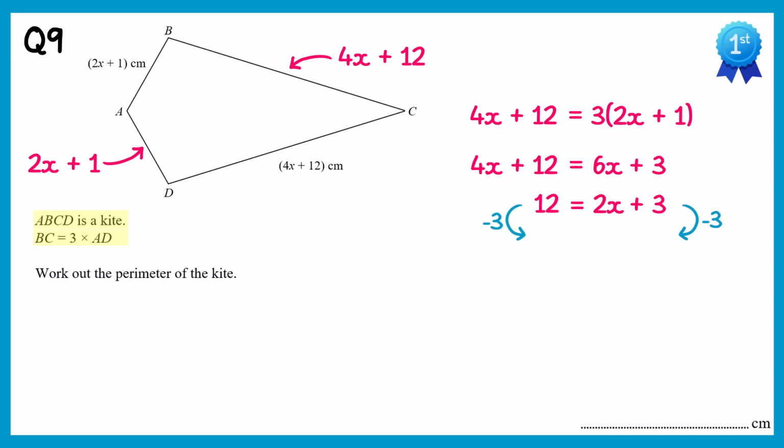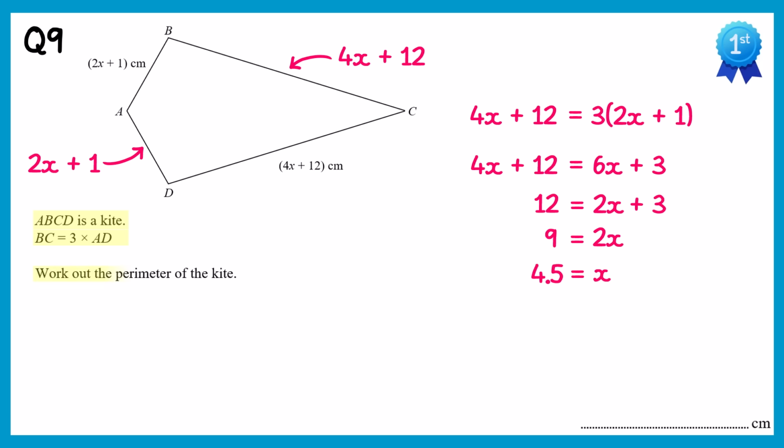Next we would subtract 3 from both sides. 12 take 3 is 9. And on the right-hand side, the 3's will cancel, so we just have 2x. Finally, divide both sides by 2. 9 divided by 2 is 4.5. And 2x divided by 2 is just 1x. So we found that x is equal to 4.5.